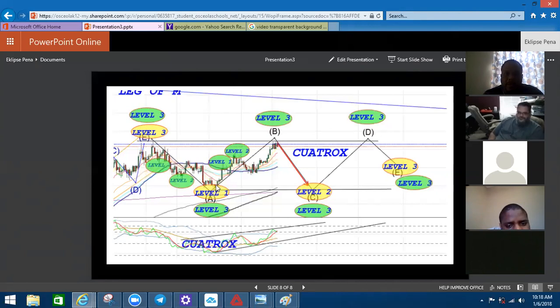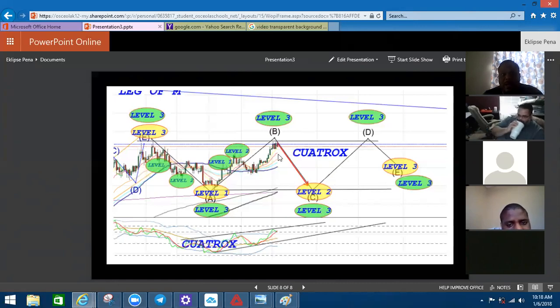So we have level 3. Then we got level 1, consolidation, 1 and 2. Level 2, that's 3, consolidation, 4, 5. Level 3 again. Now this one from B to C is going to do the same exact thing. It's going to do a level 1, a consolidation, a level 2, a consolidation, and it's a level 3. And again over here, the same thing.